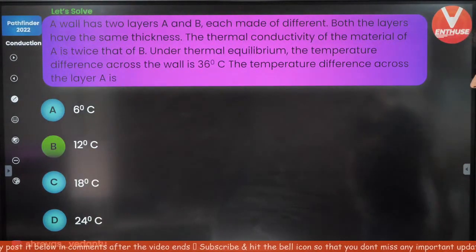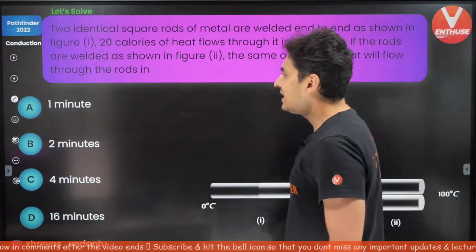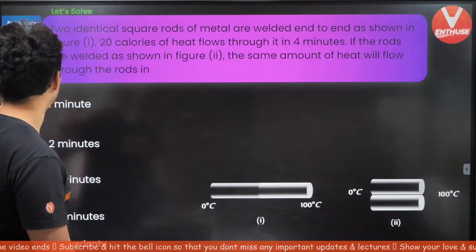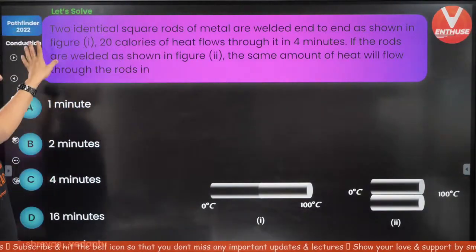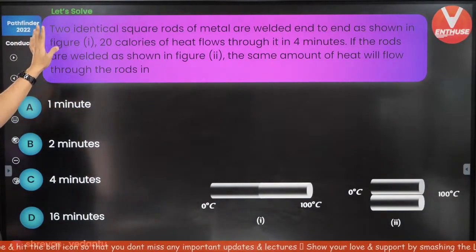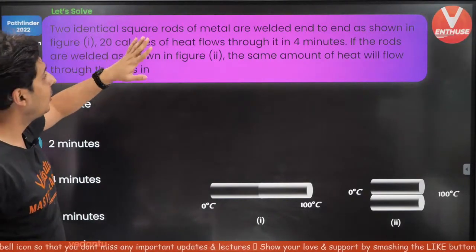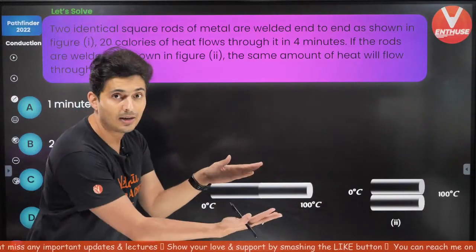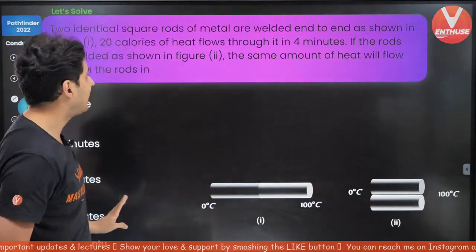Yep, it is 12 degrees Celsius. Perfecto. Let's see the next question. This question also we are going to do by current electricity. Let me warn you in advance. Two identical square rods of metal are welded end to end like this in the first situation. In the second situation, they are welded beside each other, that means in parallel.